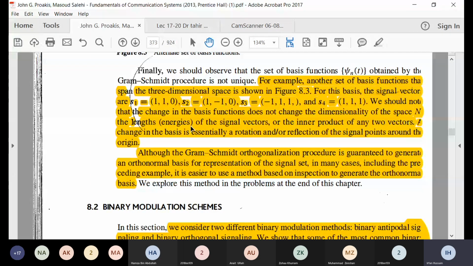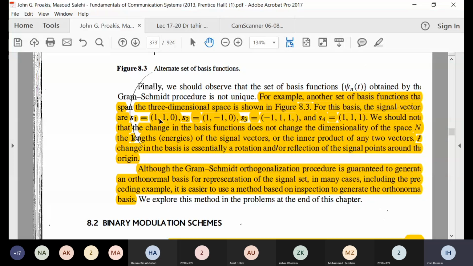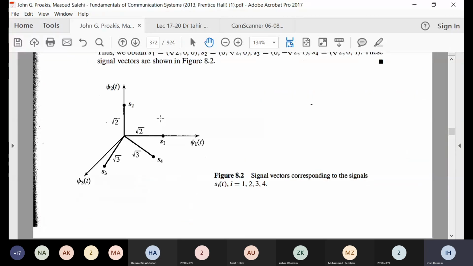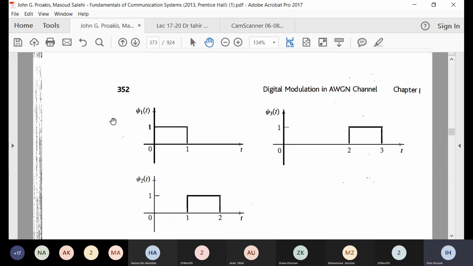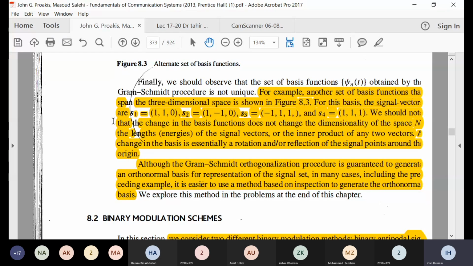And the change in the basis is essentially a rotation or reflection of the signal points around the origin. You can see here, for example, its length is under root 2. Previously, for the original basis function, S1 was also under root 2, S2 is under root 2. Here you can also see that S2, this energy will be under root 1 square plus 1 square, which is under root 2. So again this shape would not change.